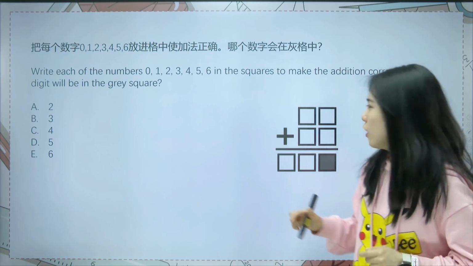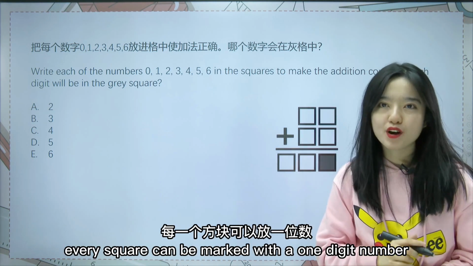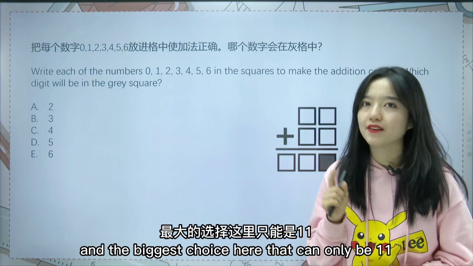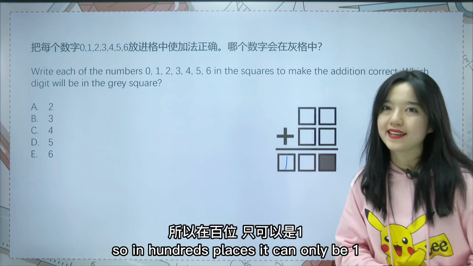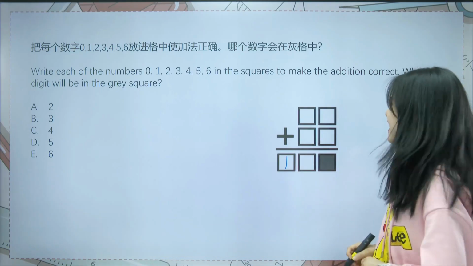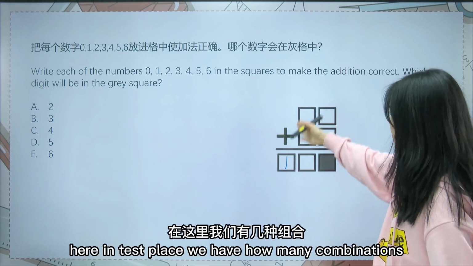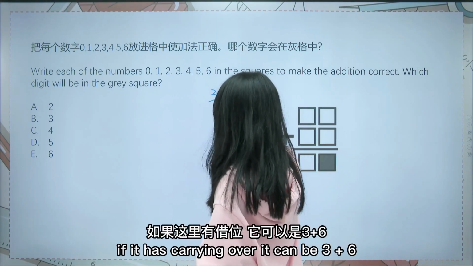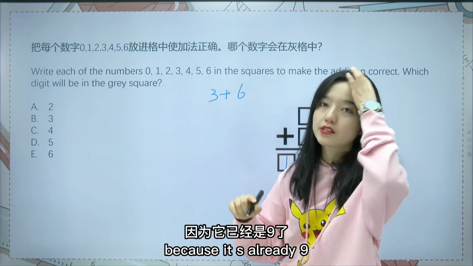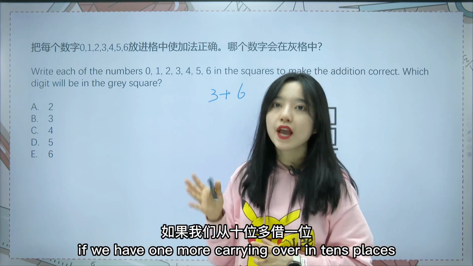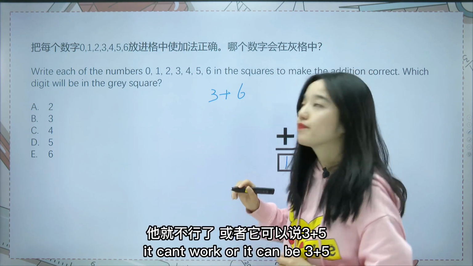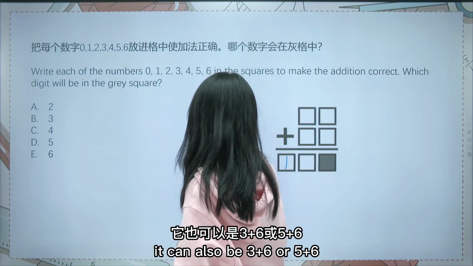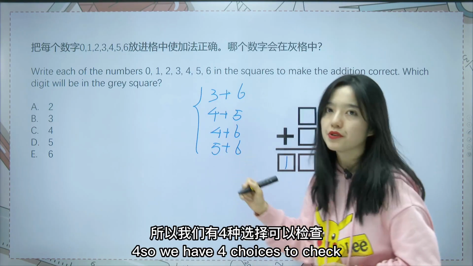Every square can be marked with a 1-digit number, and the biggest sum here can only be 11. So in the hundreds place it can only be 1. Now let's see, in the tens place we have how many combinations? If it has a carrying over, it can be 3 plus 6 because it's already 9. If we have one more carrying over in the tens place, it can work. Or it can be 3 plus 5, 4 plus 6, or 5 plus 6. So we have 4 choices to check.